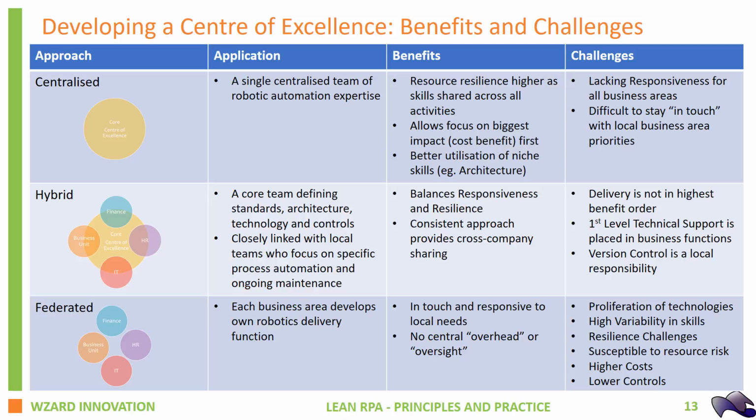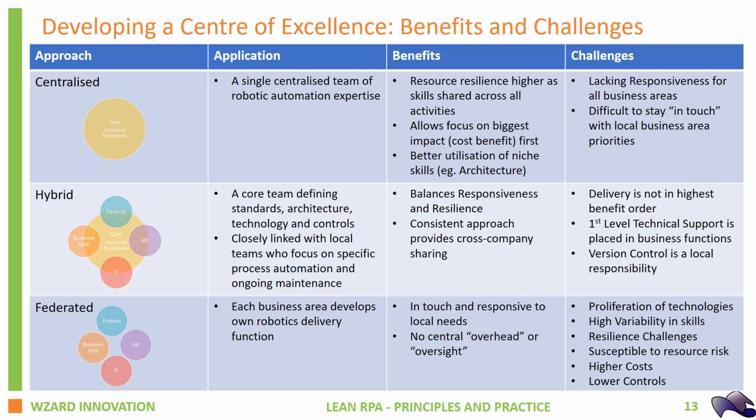If we look at the federated approach next, this is the situation where each business area develops its own robotic delivery function. And this means there are some great benefits. The teams are in touch and very responsive to local needs because they're embedded in those teams already. And there's no overheads from central oversight or development. However, the purely federated approach can lead to a proliferation of technologies. It can result in a high variability in the quality of skills and provide you with some resilience challenges. It is highly susceptible to resource risk and develops in the long term higher costs and lower controls. That's why the hybrid approach tends to be the one that's favoured.